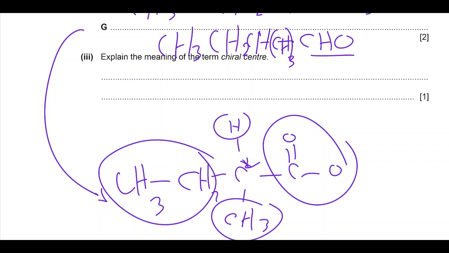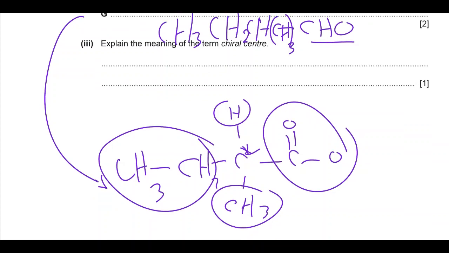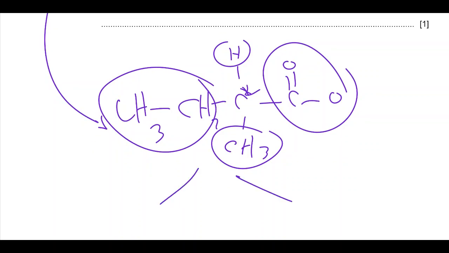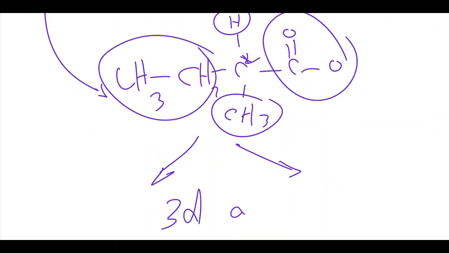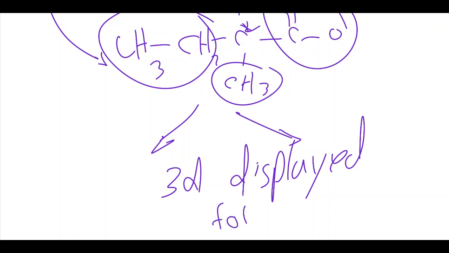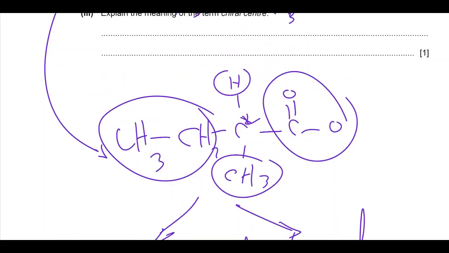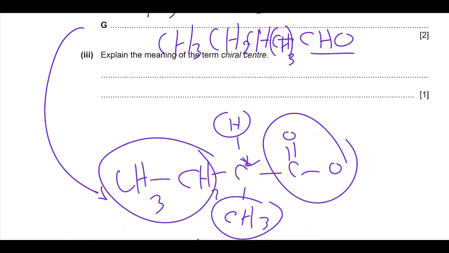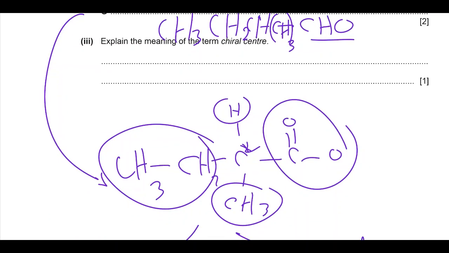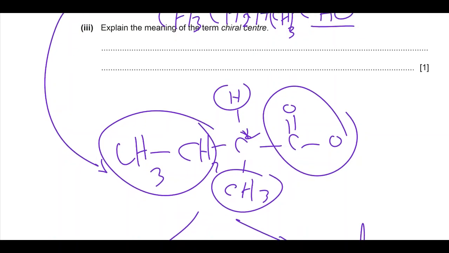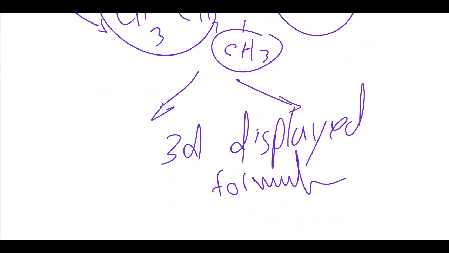A carbon bonded with four different atoms or four different groups. With the existence of the chiral carbon, you'll have two isomers of this compound, which are different only in the 3D displayed formula. So chirality or chiral center means a compound which contains a carbon bonded with four different groups or atoms and gives us two different isomers which have different 3D displayed formulae.